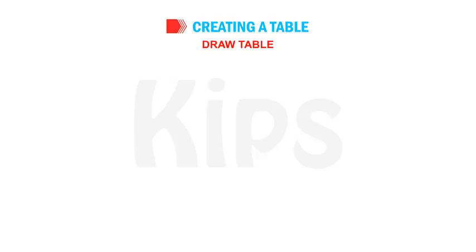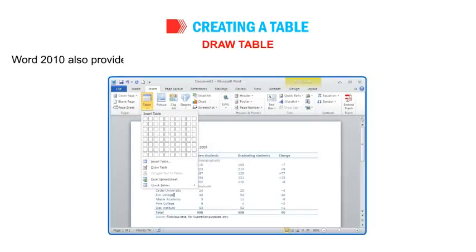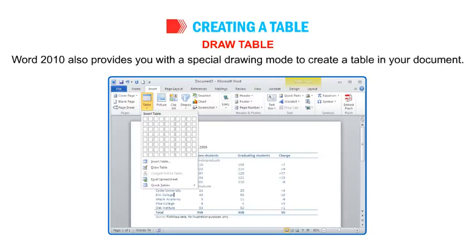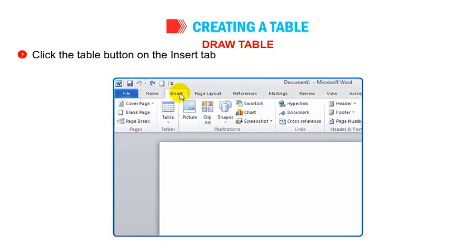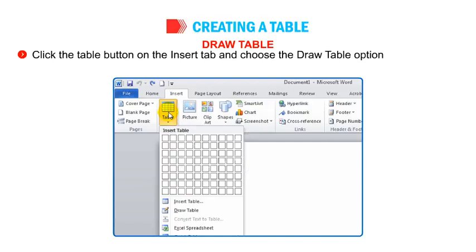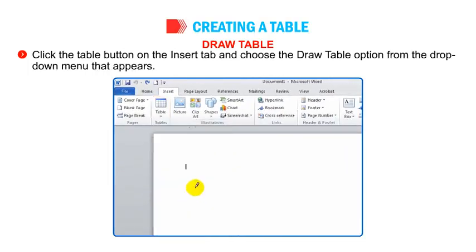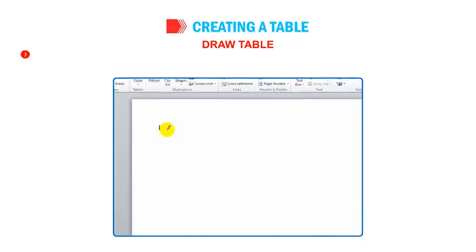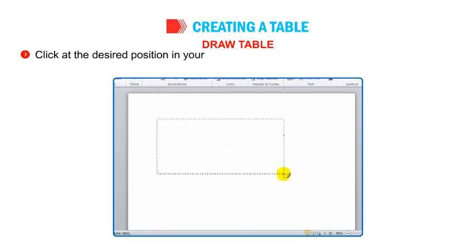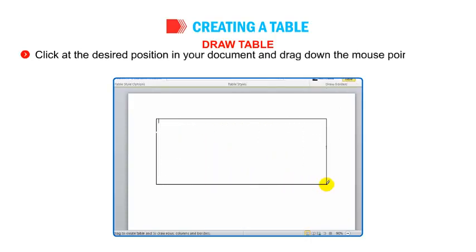Draw Table. Word 2010 also provides you with a special drawing mode to create a table in your document. To draw a table, follow the given steps. Click the Table button on the Insert tab and choose the Draw Table option from the drop-down menu that appears. The mouse pointer changes to a pencil icon. Click at the desired position in your document and drag down the mouse pointer to the right to draw an outline of the table.